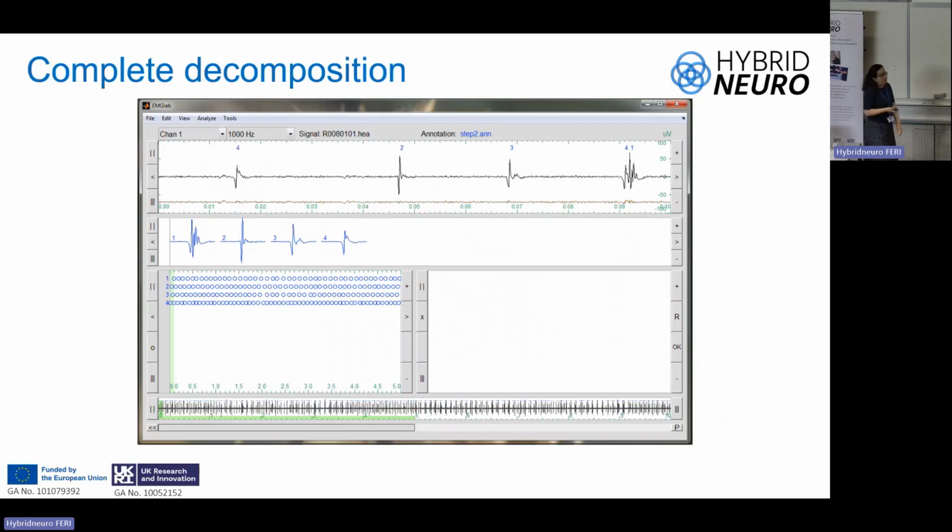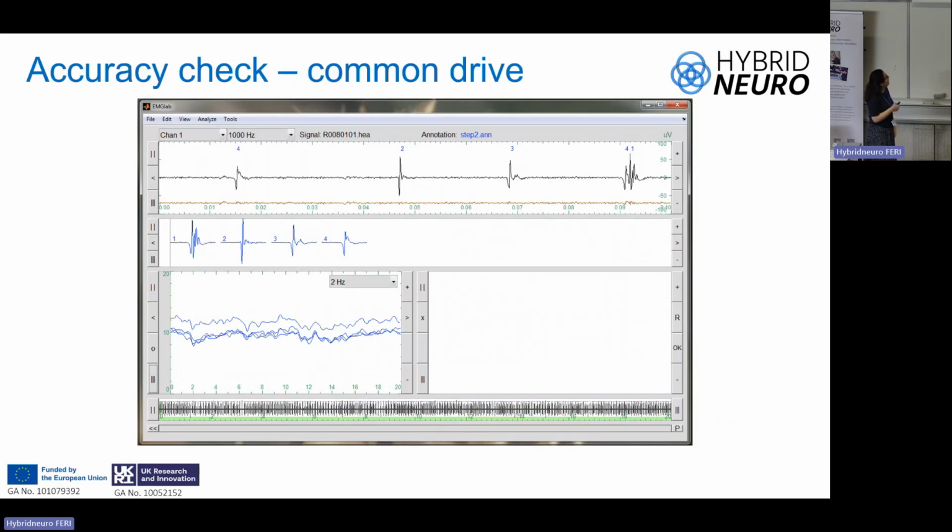But another way to be convinced that you have done your decomposition well is to apply a low-pass filter. And what you notice is that you have common fluctuations in all the instantaneous discharge rates. This is due to common drive. You heard a lot about it since day one. So due to the common drive that a pool of motor neurons receives, the discharge rates have this common fluctuation. So this is a way for you to be more confident about your decomposition. And of course, it's something that you can apply not only to intramuscular detected motor units, but also to motor units detected from the surface.